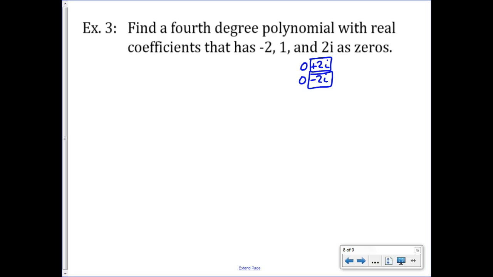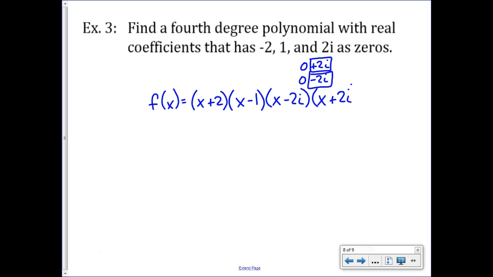So what I'm going to do is write out f of x is equal to x plus 2. That's my negative 2, 0. x minus 1. That's my 1. And then I have x minus 2i, and I have x plus 2i. But it says with real coefficients, so I can't have that plus 2i, minus 2i there.